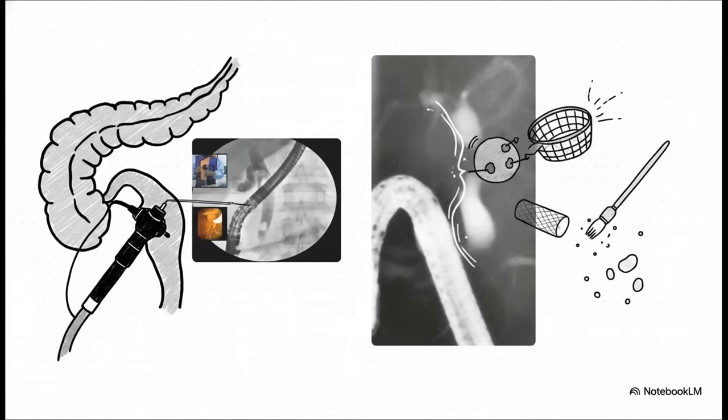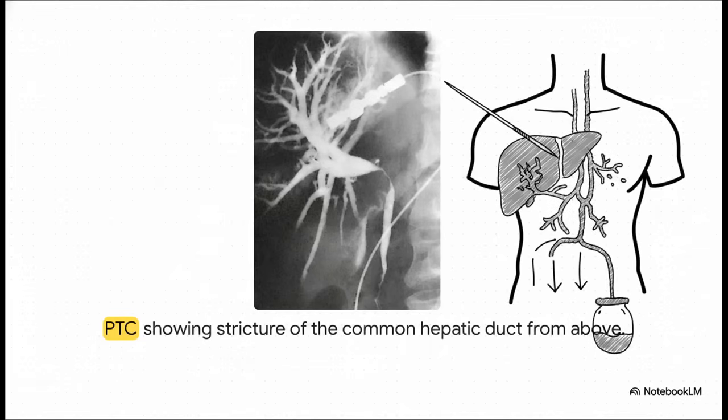We literally crush and pull out stones, we place stents to bypass tight strictures, and we brush the ducts to obtain vital cytology samples. Sometimes, though, the anatomy is just too altered, or a stricture is just too incredibly tight for the endoscope to pass from below. That's when we have to use this invasive alternative, PTC, or percutaneous transhepatic cholangiography.